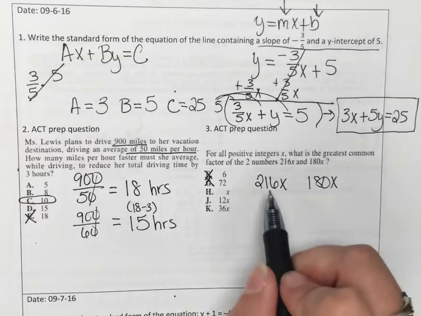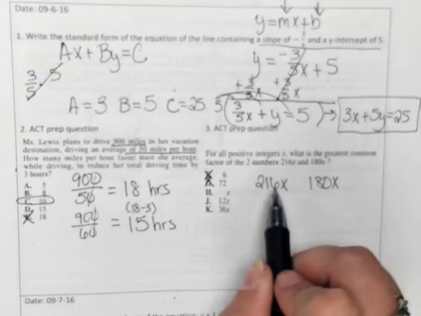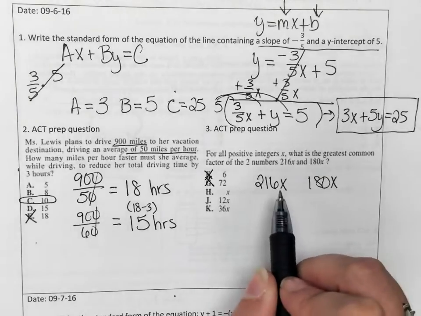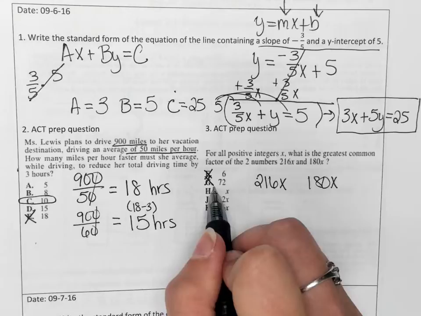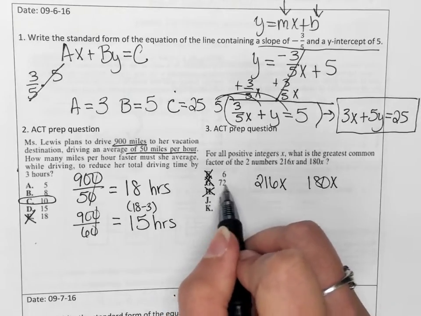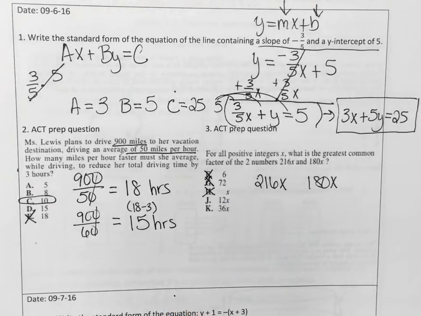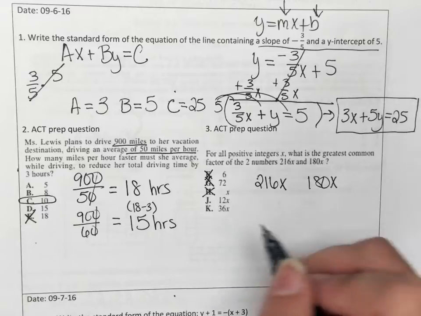All right, what else do you notice between these two? These two are both even numbers, right? Which means you know at least what number has got to go into them. 2, right? So it's not H because it has a 1 in front of X instead of a 2 in front of X. All right, so if it says the greatest common factor, which one do you want to start with?